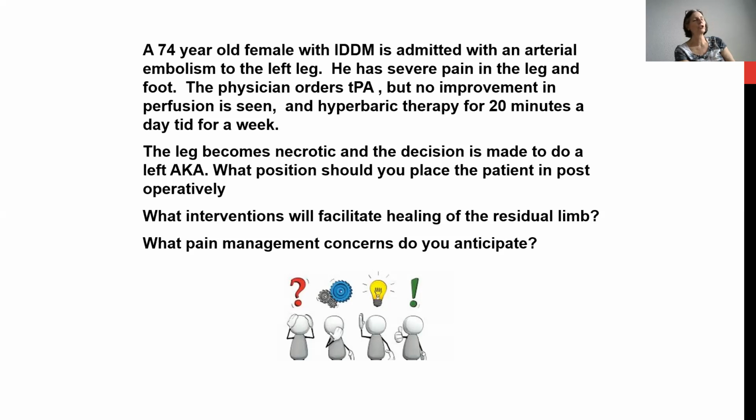Oh, look, I've changed genders. A 74-year-old female, she has severe pain. Sorry about that. The patient has severe pain in the leg and in the foot. And the patient is ordered TPA, tissue plasminogen activase. This is an enzyme-based drug that's designed to dissolve clots. We use it for pulmonary embolisms, for myocardial infarctions. We can use it in stroke sometimes. And here, arterial embolization, we can give TPA.